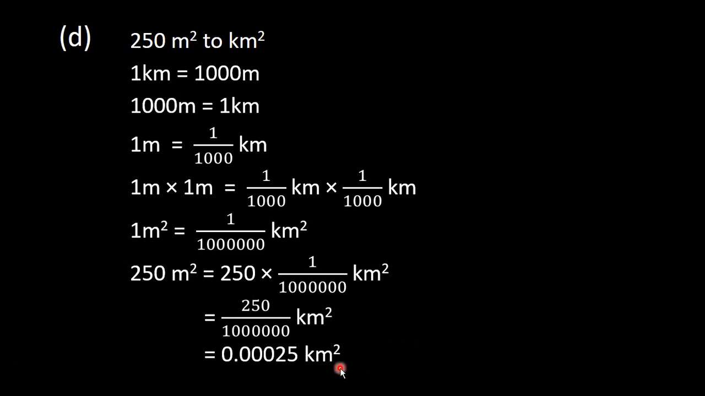Let's look at part E. Part E: 500 millimeters squared to centimeters squared. So we are converting a smaller unit to a bigger unit. First of all, you need to know the equivalence in linear terms.